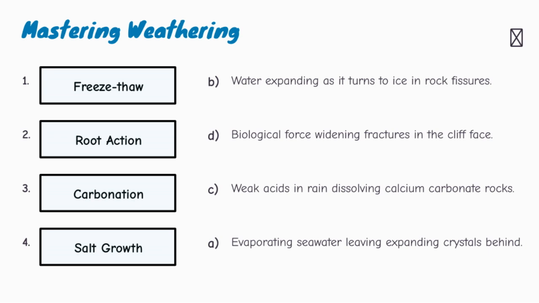A strong GCSE answer should be able to explain these processes, not just name them. For example, freeze-thaw weathering happens when water enters cracks, freezes, expands, and widens the cracks. Repeated cycles eventually break pieces of rock away. That kind of process explanation is what earns marks.